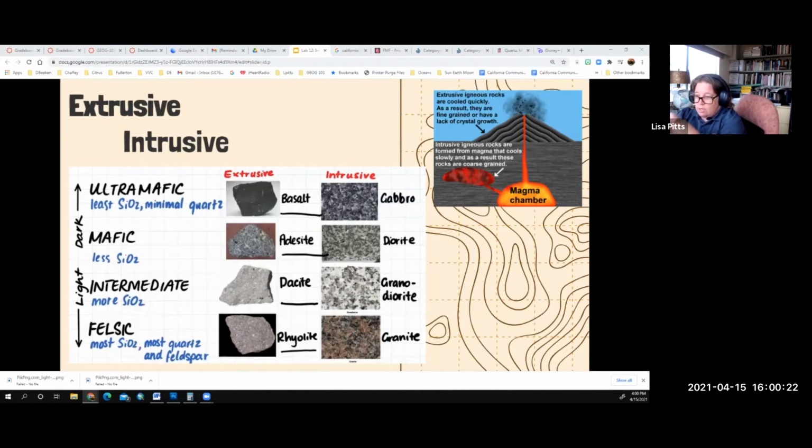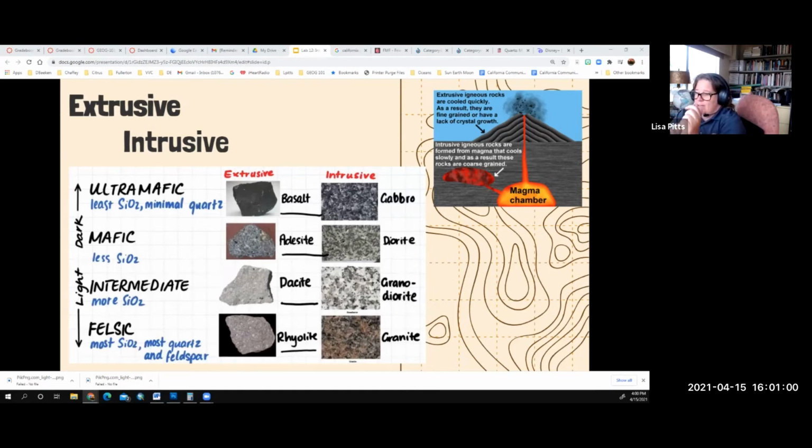So there are 2 basic types of igneous rocks: intrusive, those that crystallized and cooled inside the earth, and extrusive, those that crystallized and cooled rather quickly on the surface of the earth. So those are the 2 basic types. And then within them, you can have anything from a light colored mineral, which is what we call felsic, which means it's mostly silicon dioxide, all the way up to what we call ultramafic, which are dark, really dark colored rocks.